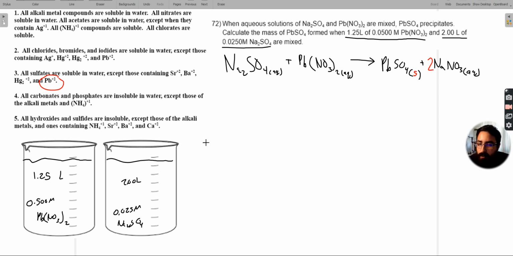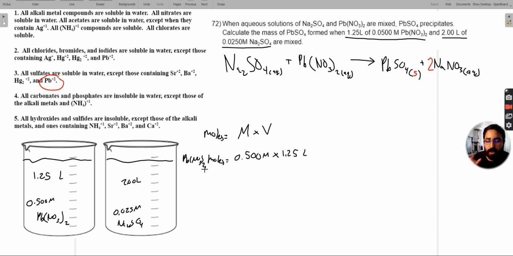So remember, your moles is equal to your molarity times your volume. So the moles is equal to, let's do the lead nitrate first, times 1.25 liters. So let's label it PbNO3 2.